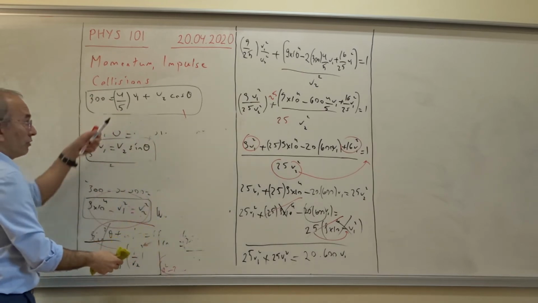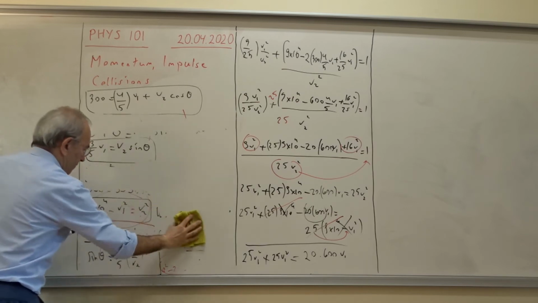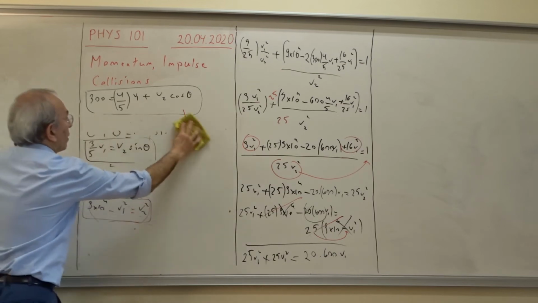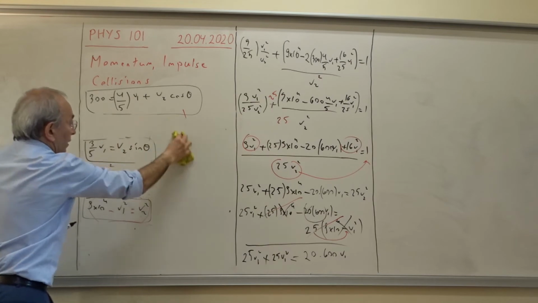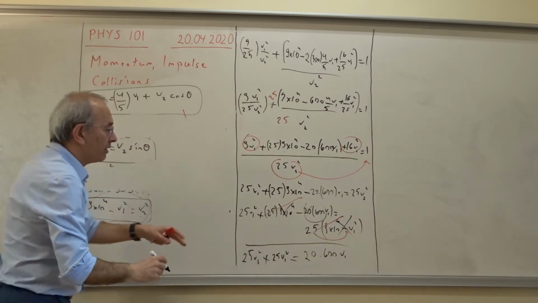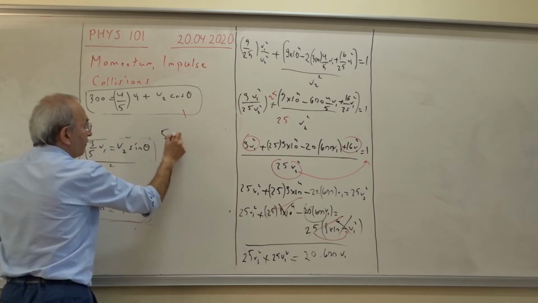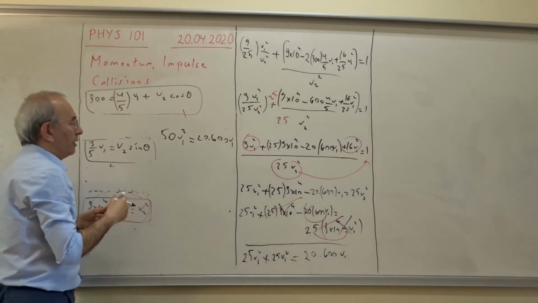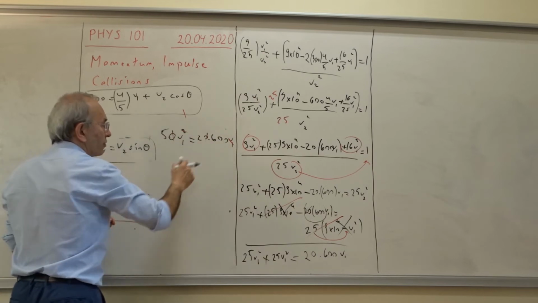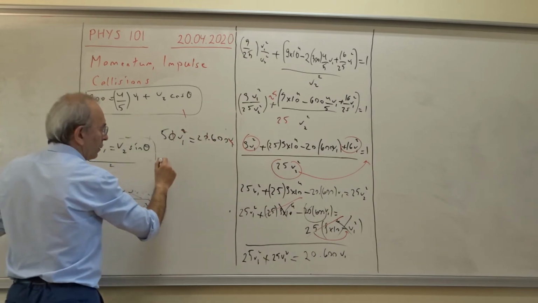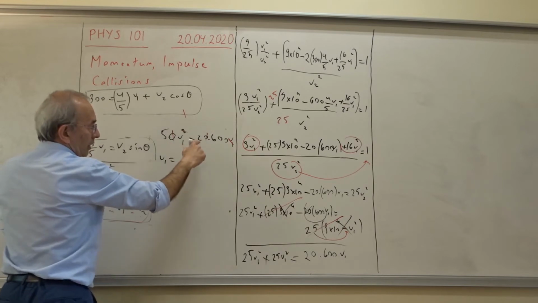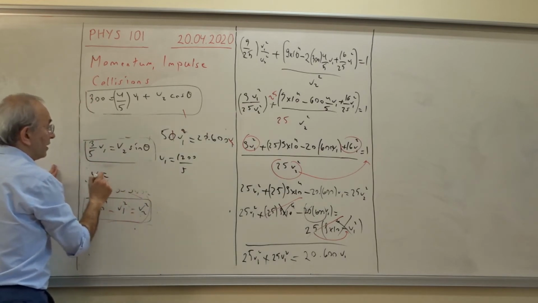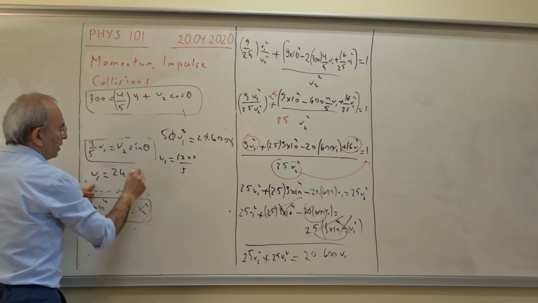Because we will make use of these two later, I don't erase them right now. Okay. So we can say 25 plus 25 plus 25. So we have 50 V1 squared equals 20 times 600 times V1. So one of these V1s will cancel, let's cancel one of the zeros, and V1 turns out to be 1200 by 5. So V1 is equal to 240 meters per second.